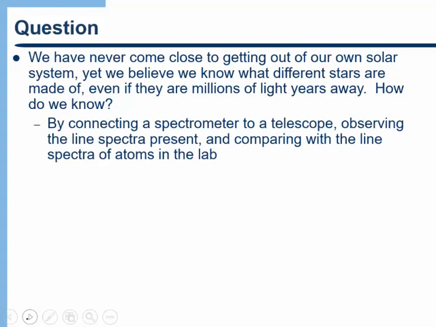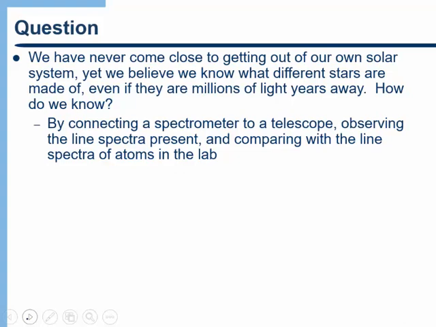Well, it turns out that we need a device that allows us to easily measure the wavelengths present in light coming from a distant object. And that device is called a spectrometer. What we do is connect that spectrometer to a telescope, and then we look at the wavelengths that are present in the light coming from a distant star, and we compare that with the line spectra of atoms in the lab. And I'll talk more about what we mean by line spectra here in just a minute.